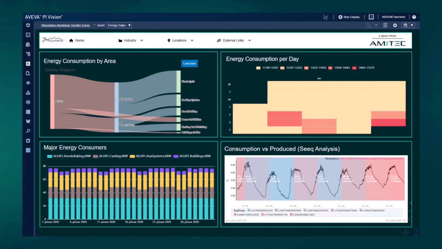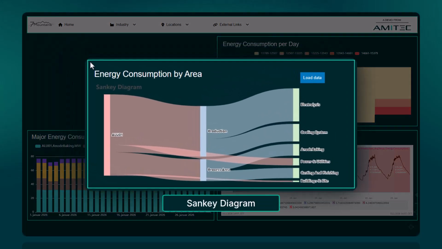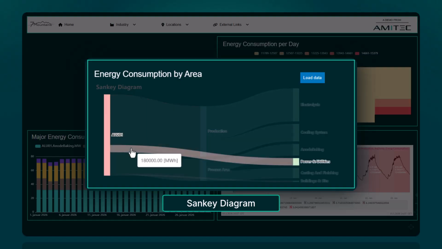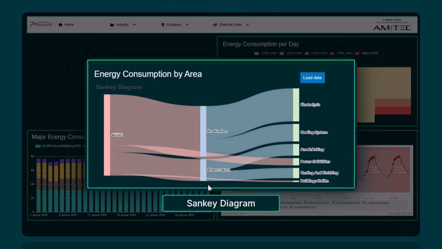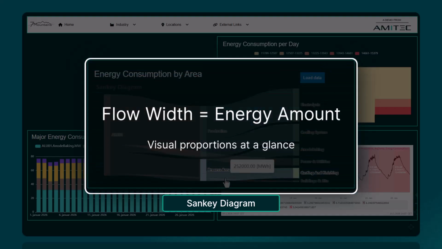I usually start with the Sankey Diagram. This gives me an immediate overview of how energy flows through the smelter and where it is being consumed. The width of each flow represents how much energy is going to each area. In this case, it is clear that the production area is by far the largest consumer of energy, which makes sense given the heavy electrical loads involved in aluminum production.